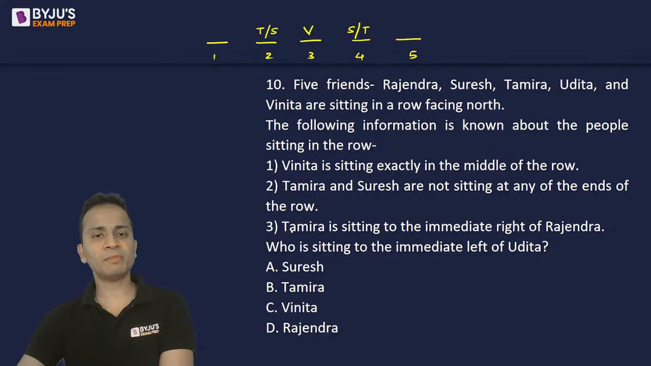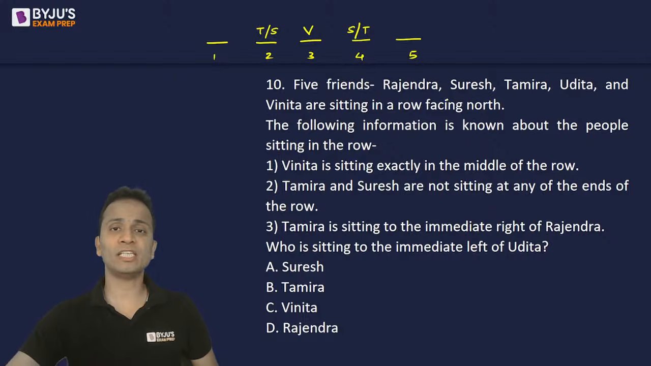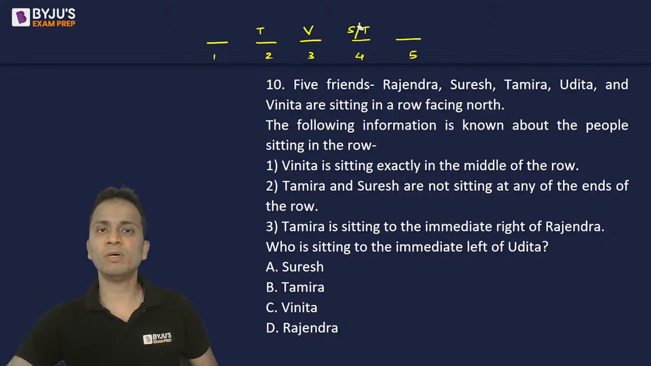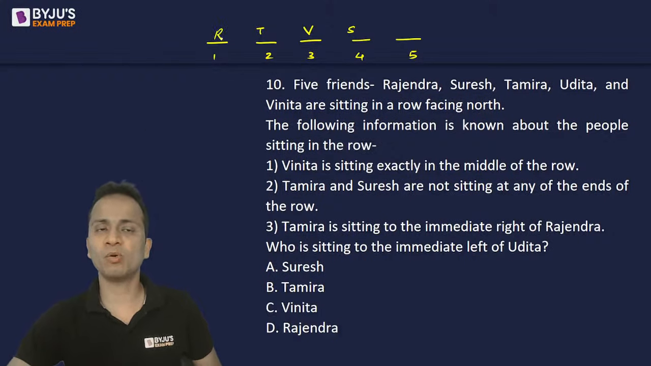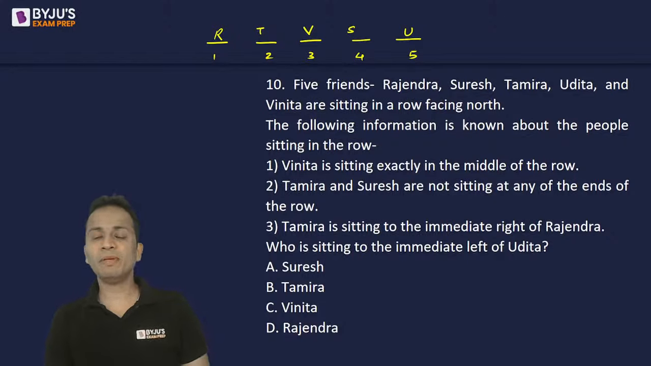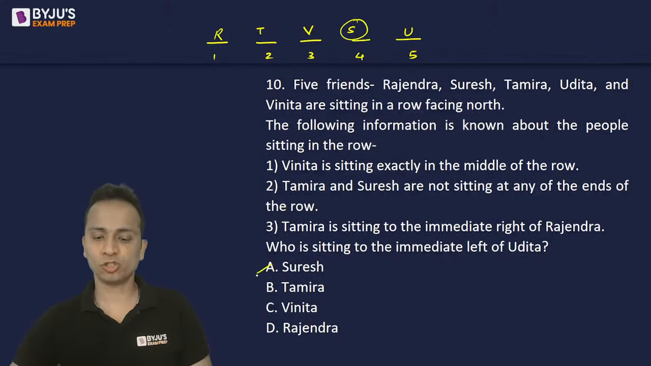Right. Now, statement number 3, Tamira is sitting to the immediate right of Rajendra. Now, if she is sitting immediate right of Rajendra, so Tamira cannot sit at chair number 4, but can sit at chair number 2. Okay. So Tamira will sit at chair number 2 and Suresh will sit at chair number 4 and Rajendra will sit at chair number 1. Now, the last person, Udita, will sit at chair number 5. So this is the entire arrangement. So who is sitting to the immediate left of Udita? It is S, that is Suresh.